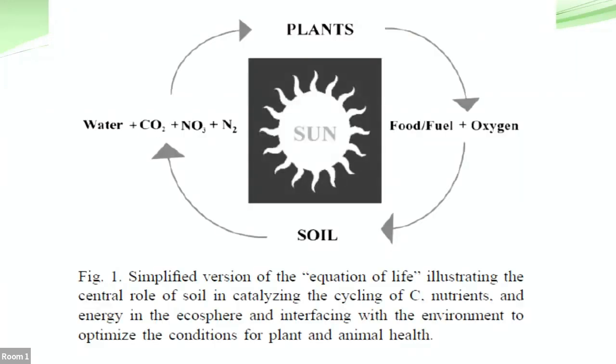So we'll look at the simplified version of the equation of life here, illustrating the central role of soil catalyzation of cycling carbon and nutrients and providing energy to the ecosphere and interfacing the environment with optimizing these nutrient needs for this plant and producibility.